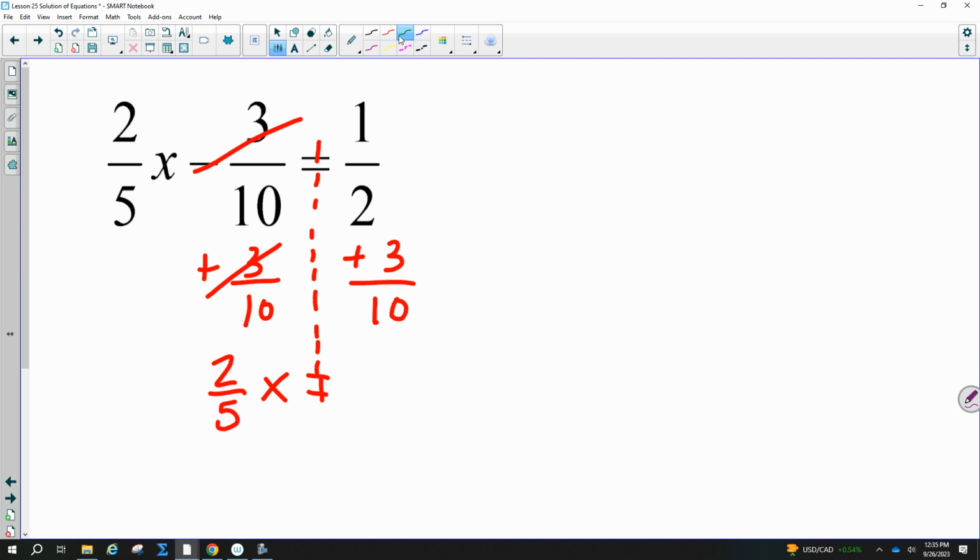I need a common denominator. What's my common denominator? All right, so I'm going to make this out of 10. I've got to times by 5 over 5. That gives me 5/10 plus 3/10, which is 8/10. Yes, you could reduce that.